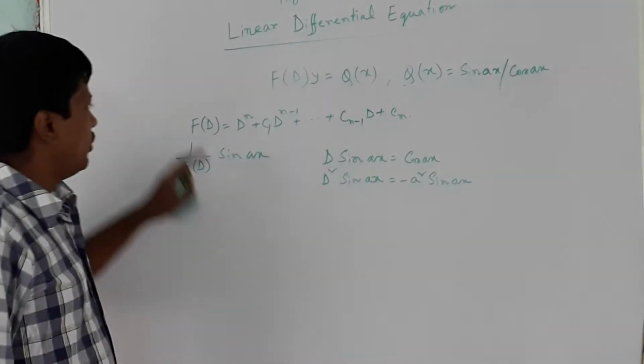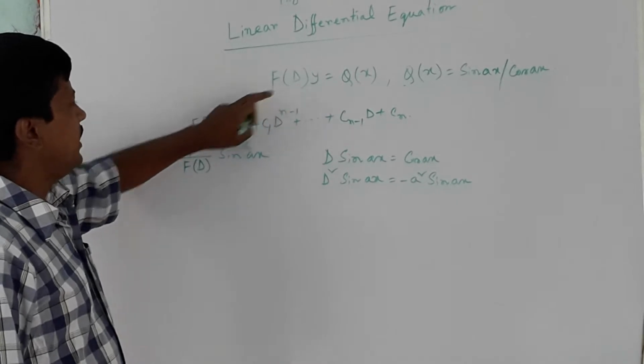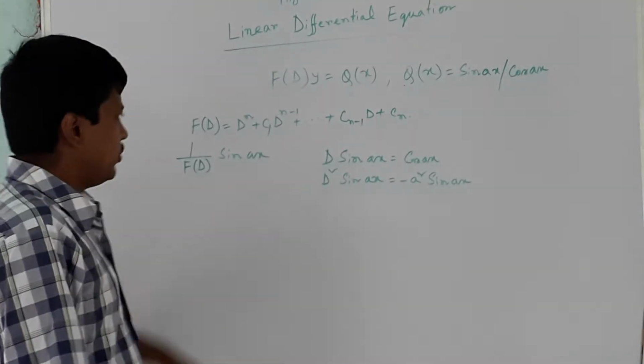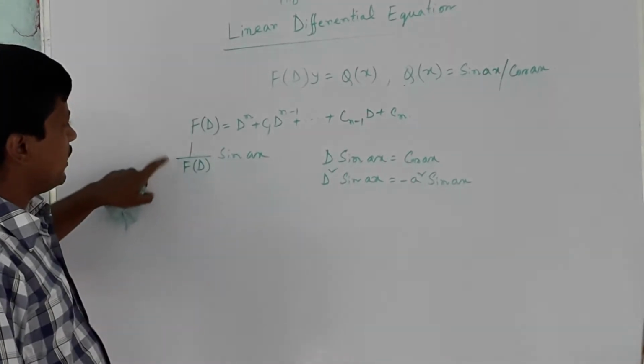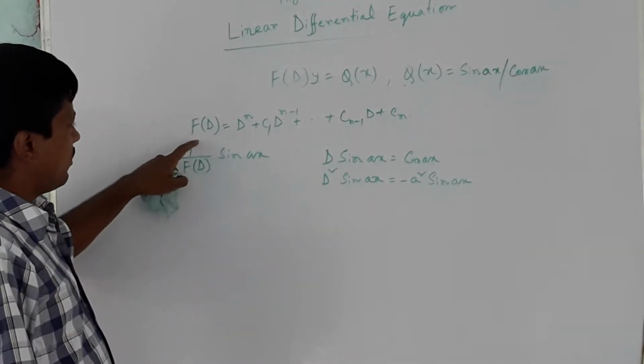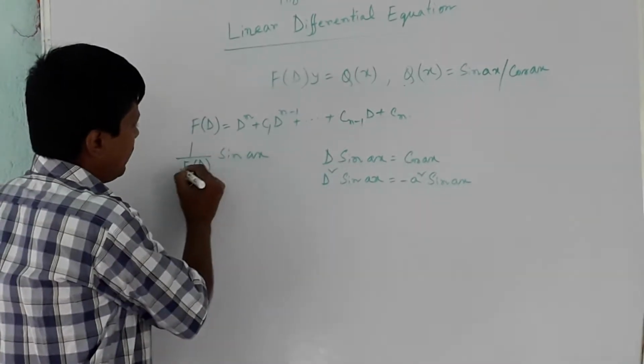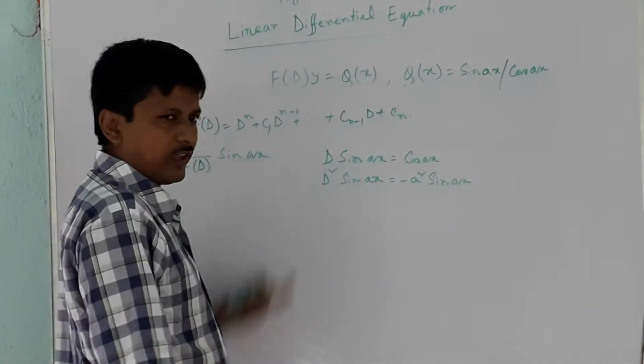Now we know the polynomial operator in D, f(D), can be expressed in this form. We are interested in finding the particular integral, which is 1 by f(D) of sin ax or cos ax, whichever.